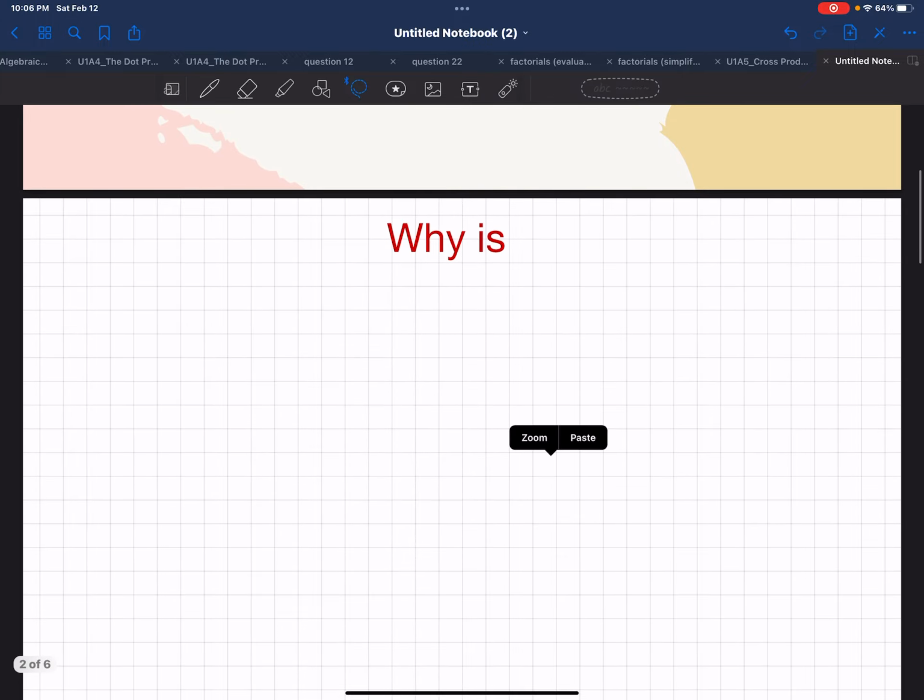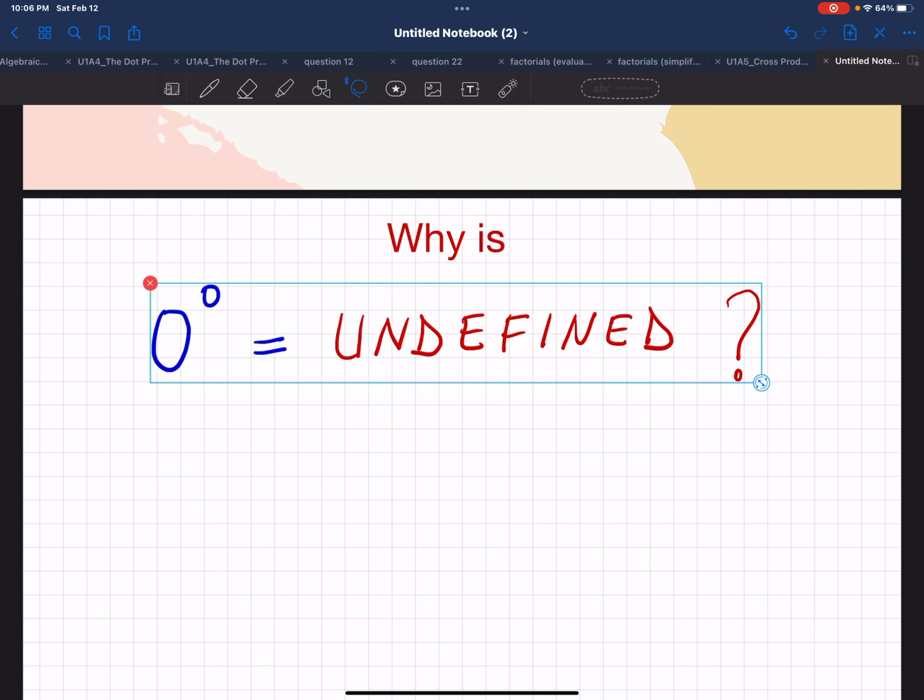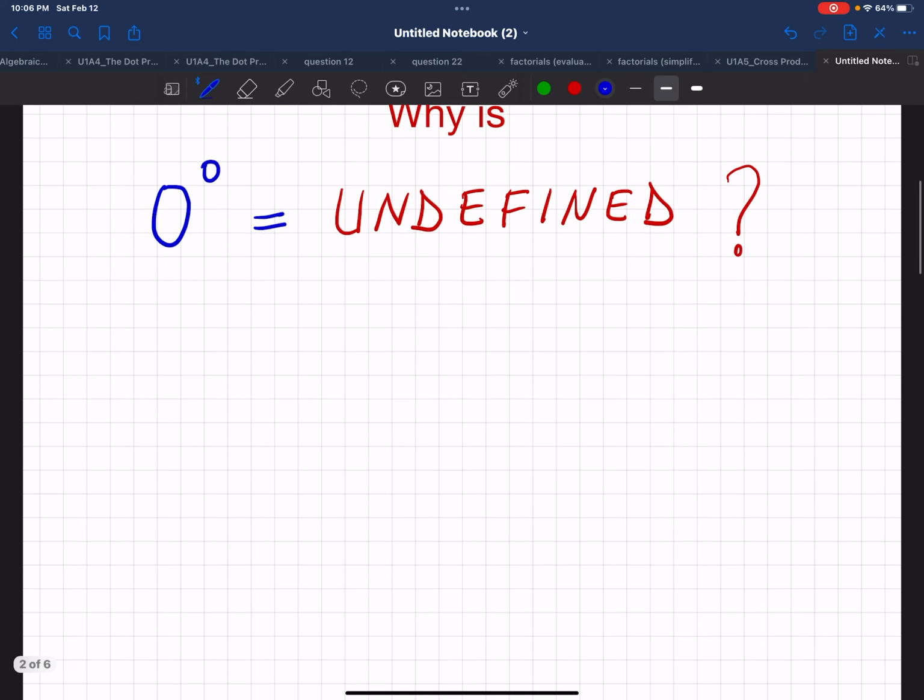Today's question is, why is 0 to the power of 0 undefined? 0 to the power of 0 is an exponential number where this 0 is the base and this 0 on top is the exponent. We know that any number brought to the power of 0 would equal 1.